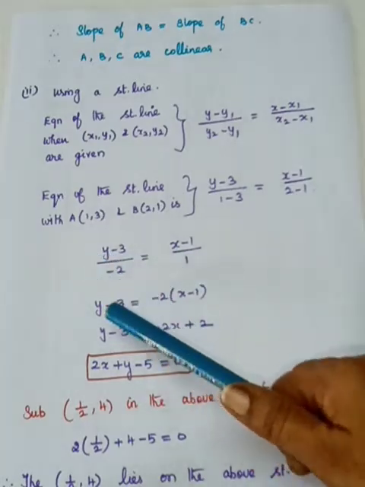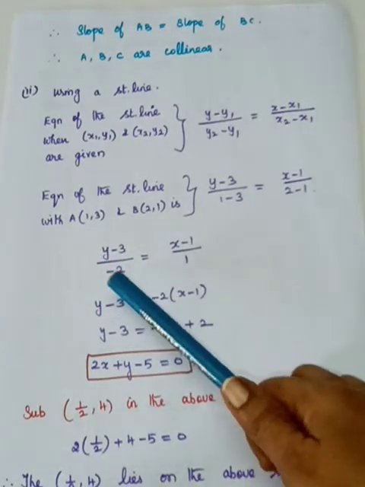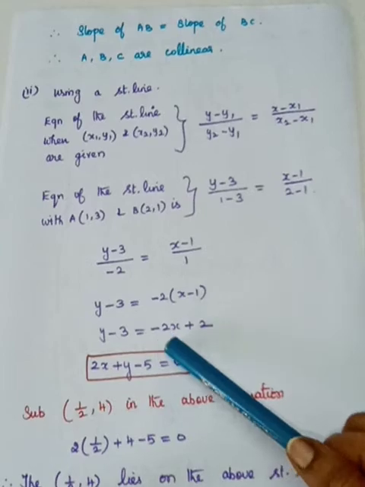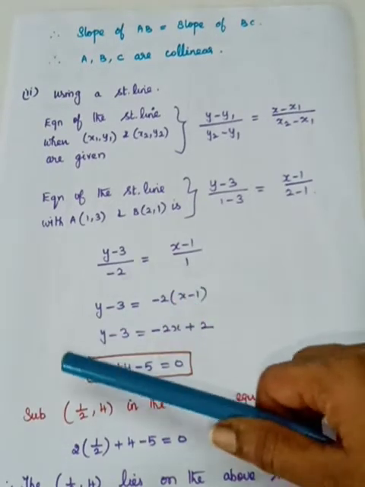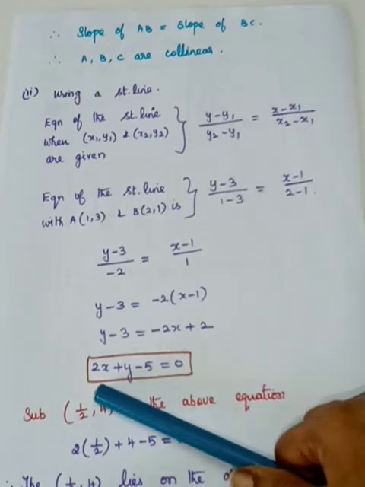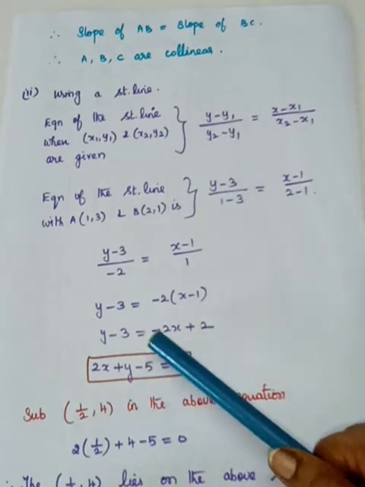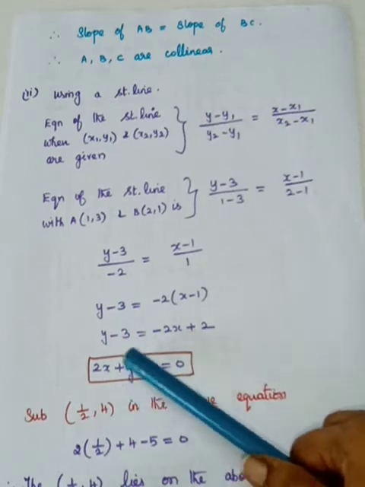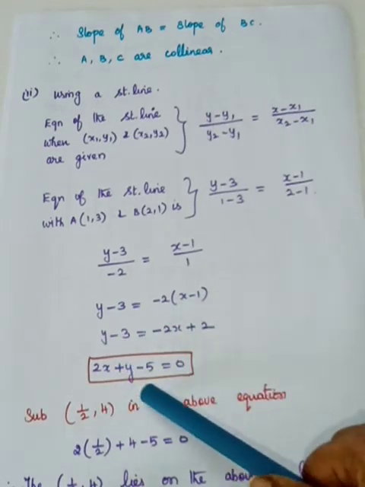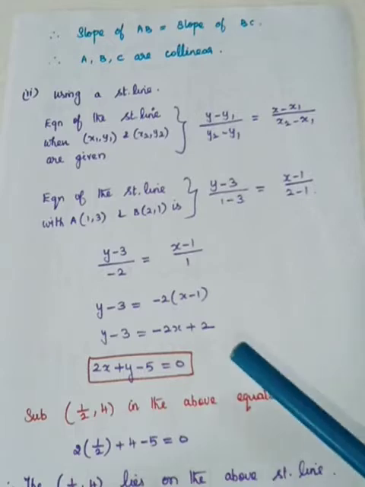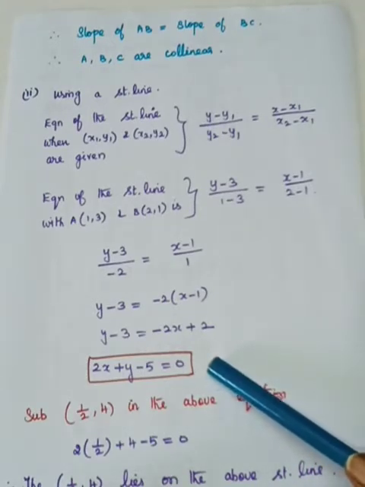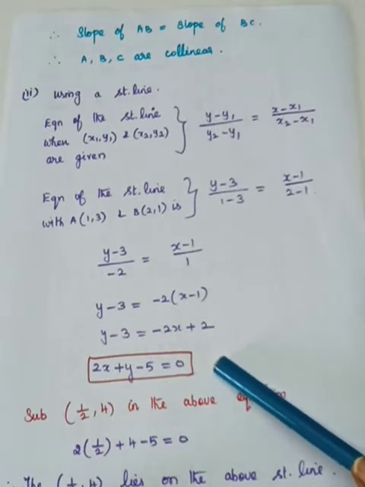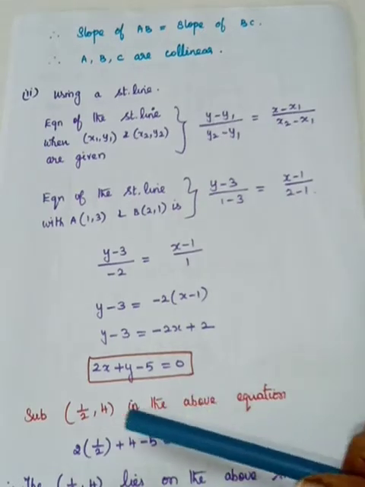If you cross multiply, y minus 3 is equal to minus 2 into x, which is minus 2x, minus 2 into minus 1 is plus 2. This minus 2x, if you take it to the left side, is 2x plus y, and bring this 2 to the other side: minus 5 is equal to 0. So what we did, we found the equation of the straight line taking A and B using the 2 points. And this is the third point, C.